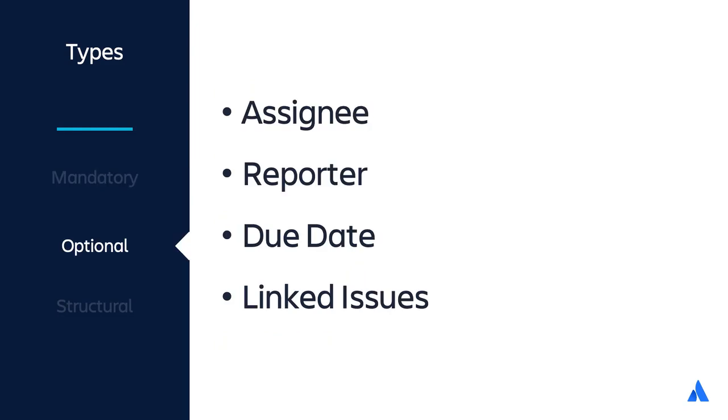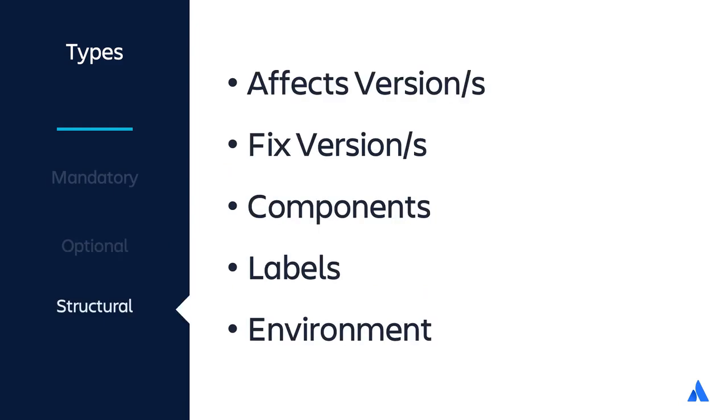Some system fields are available by default in Jira, but they are optional. These fields include assignee, reporter, due date, or linked issues. They can be used if that information is needed in an issue. For example, the due date field isn't always something a team needs in their issues, so it would make sense not to use it. Structural fields are like optional fields. They don't necessarily need a value when they are used in an issue. They are usually multi-select fields with content that can be pre-populated or will accumulate as the issue goes through its life cycle.